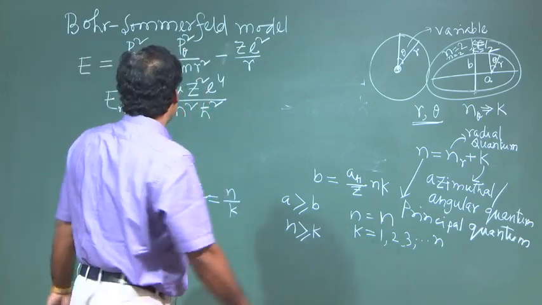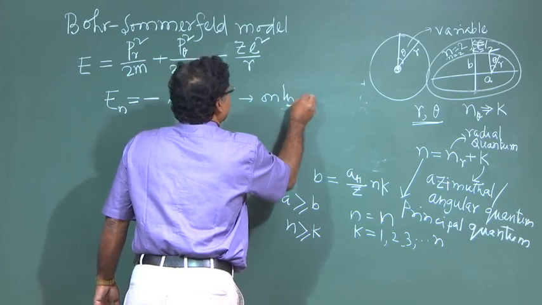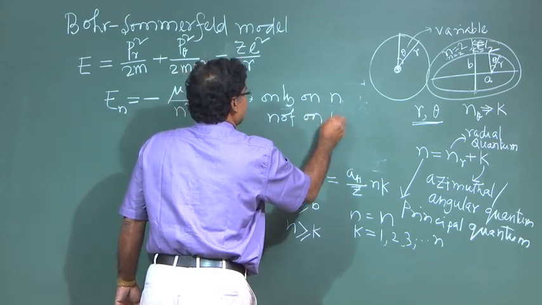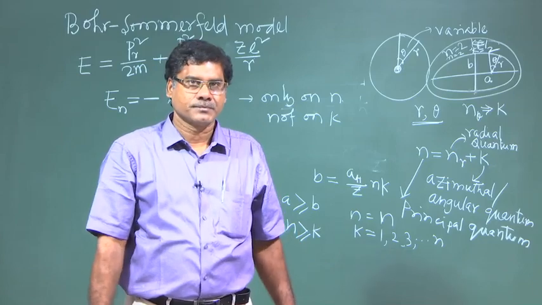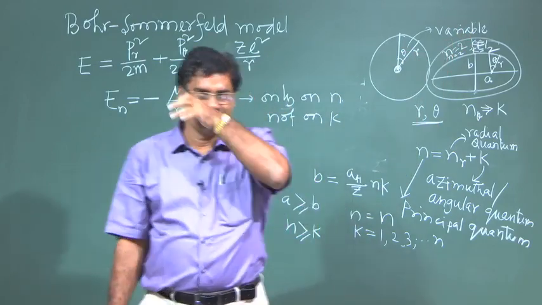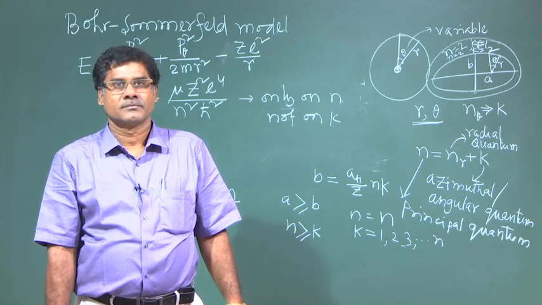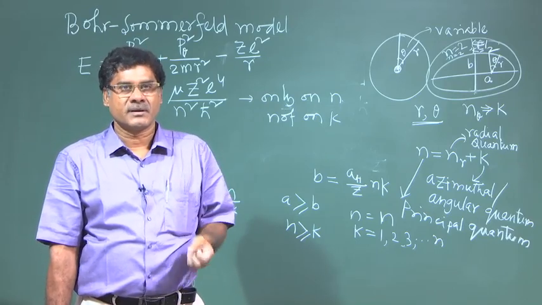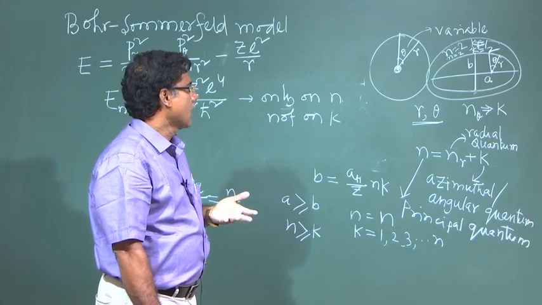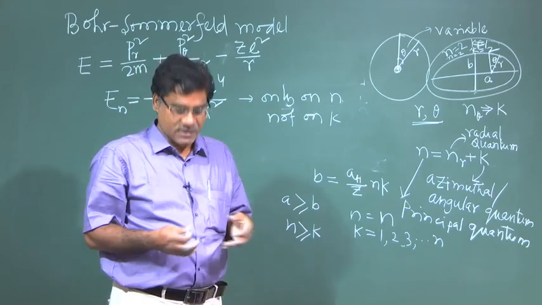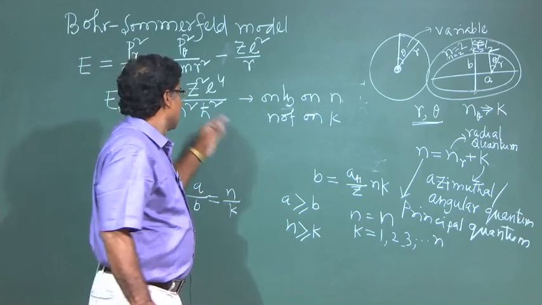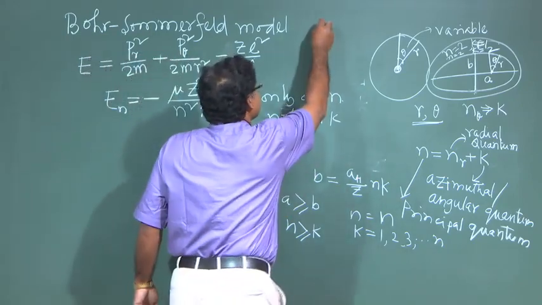Okay. So energy depends only on n, not on k. So what does it mean? It means that the suborbits or orbital subshells, for a particular n value, will all have the same energy. In quantum mechanics language, it is called that the states are degenerate. States are degenerate. Okay.